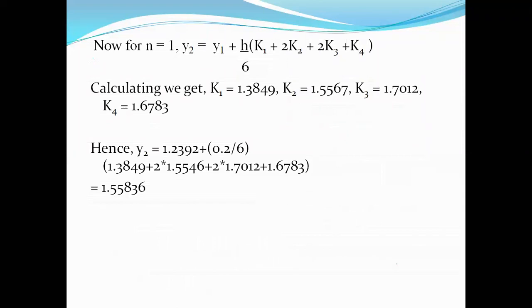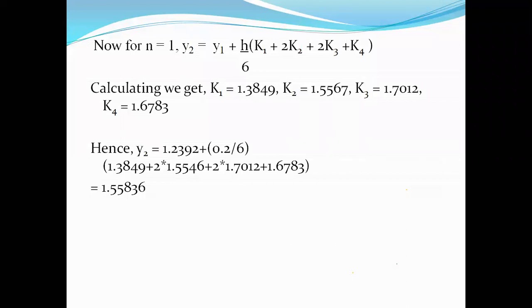So over here, we are getting K1 as 1.3849, K2 as 1.5567, K3 as 1.7012, and K4 as 1.6783. Okay. Now finding Y2 by putting the values in the formula, we are getting Y2 as 1.55836.